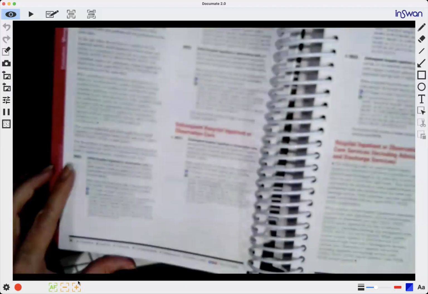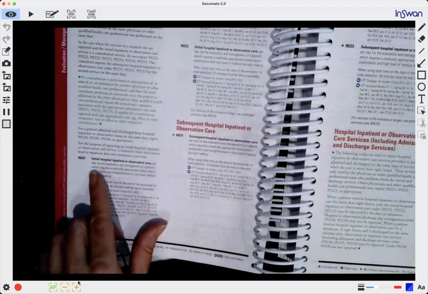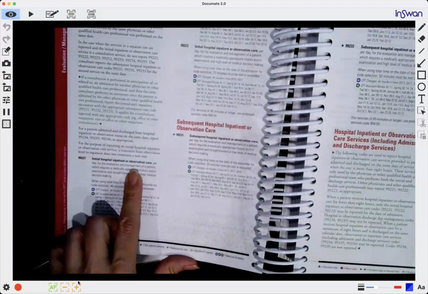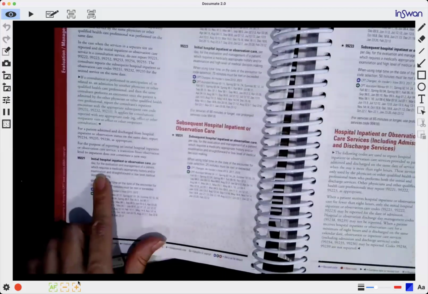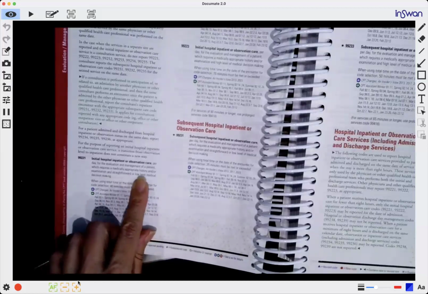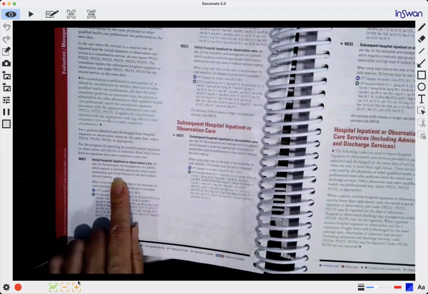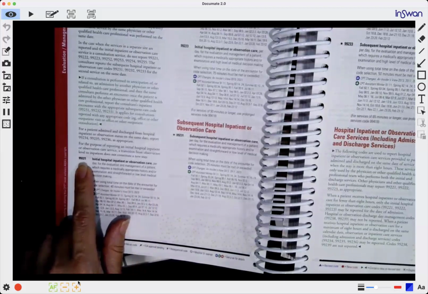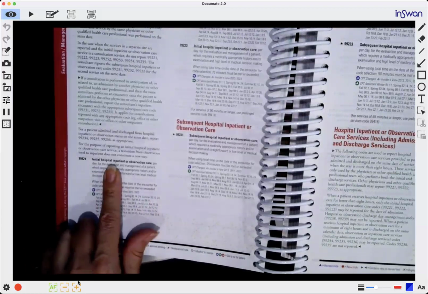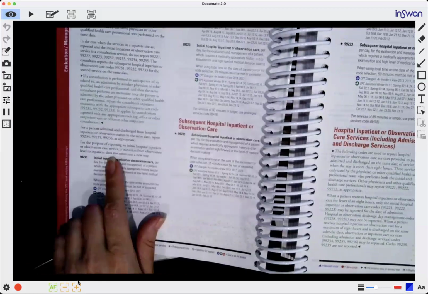So as I look here, this is the initial hospital inpatient or observation care per day for the evaluation and management of a patient, which requires a medically appropriate history and or exam and straightforward or low medical decision-making. So in this case, straightforward or low is going to render the same code, 99221. And this is for the initial hospital inpatient or observation. So that very first time. And that's during that admission.